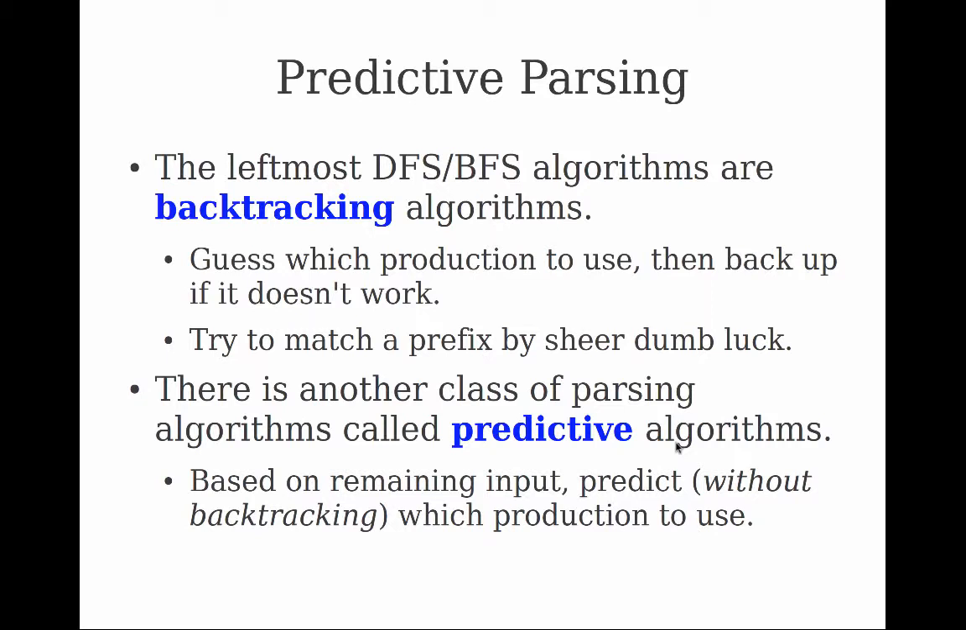They try to match a prefix by sheer dumb luck. There's another class of parsing algorithms called predictive algorithms. Based on the remaining input, they predict without backtracking which production to use. So the idea is, instead of guessing, let's look at the next few symbols of input and try to make an intelligent choice as to what production to use.